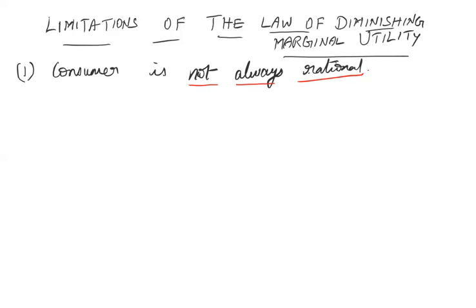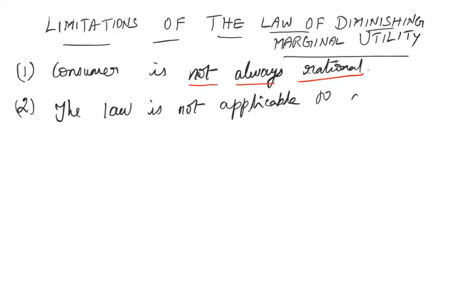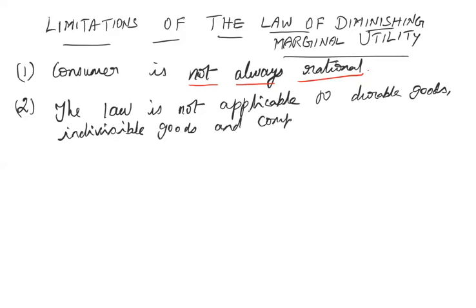So the foremost limitation is that the consumer does not act rationally always whenever he is purchasing the commodity or service. Then the next limitation is that this law is not applicable to certain kinds of goods. It is not applicable to durable goods. It is not applicable to indivisible goods. And it is also not applicable to complementary goods.